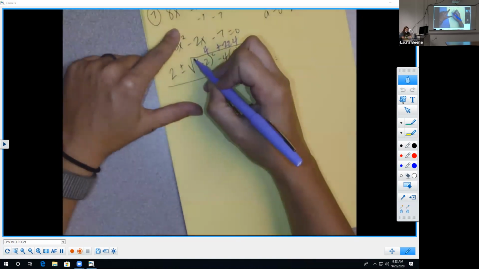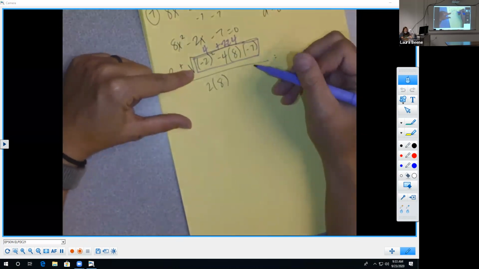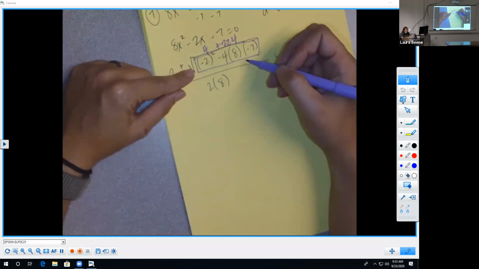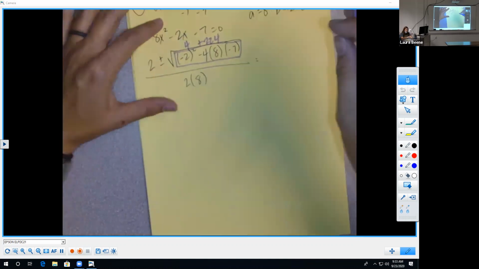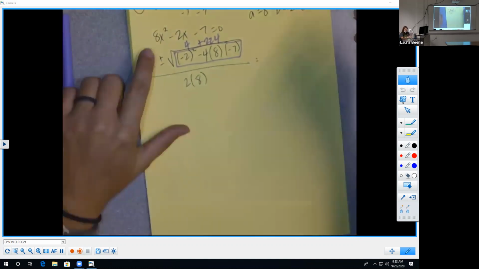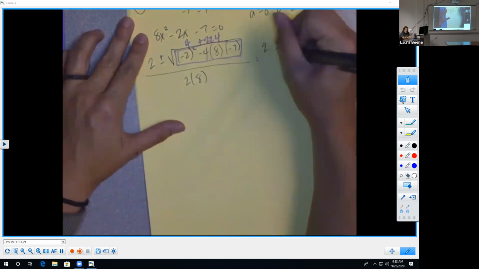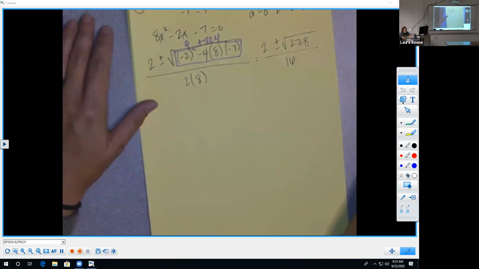That right there, I know this is where the most mistakes happen, on the inside. If you do it in your head or work it out, type that whole thing in your calculator and double check it, because it's so frustrating to get all the way down to the end and get the answer wrong just because you got that number wrong. Okay, so we're going to get 2 plus or minus the square root of 228, all divided by 16. Is that what you got?